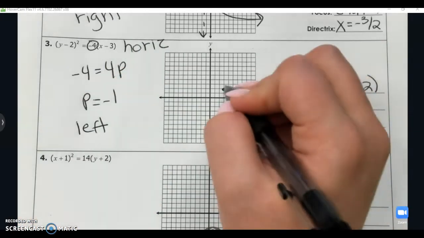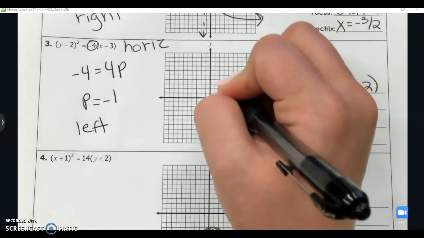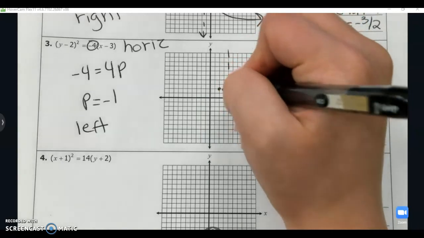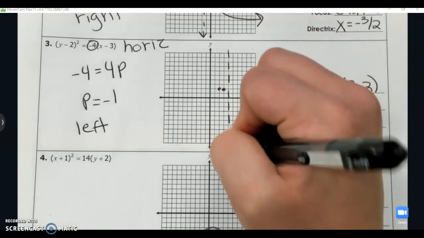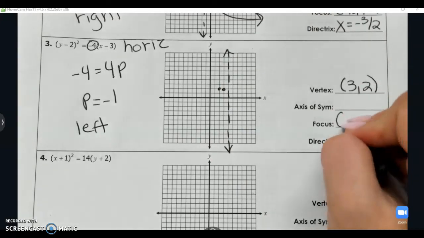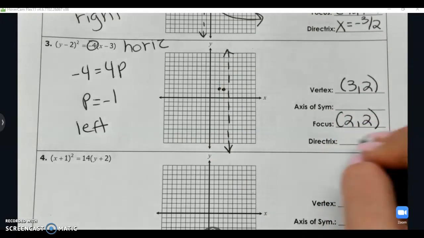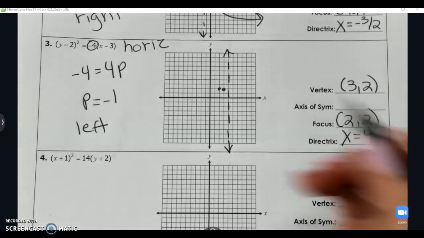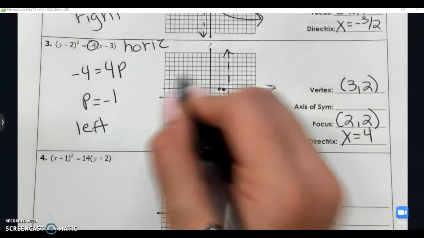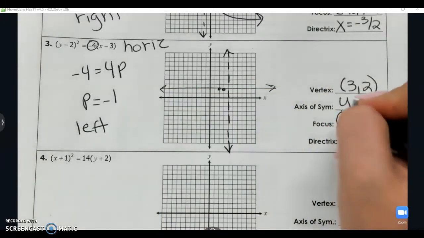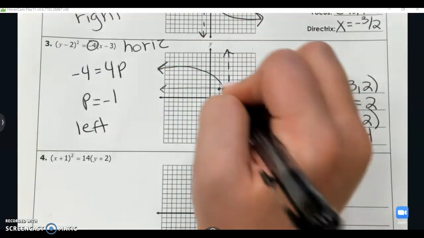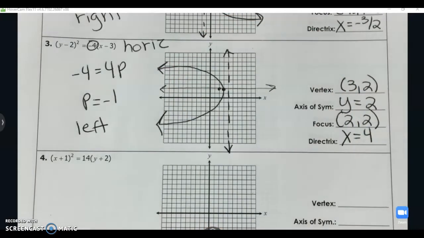So my focus is going to be 1 unit to the left, and my directrix is going to be 1 unit to the right, and it's going to be that vertical line. So our focus is at 2, 2. Our directrix is at x equals 4, and our axis of symmetry here is going to be this horizontal line at y equals 2. So again, drawing my parabola now, open to the left.